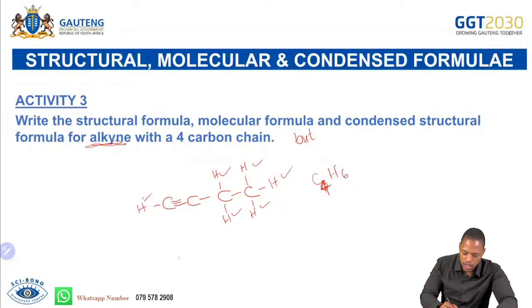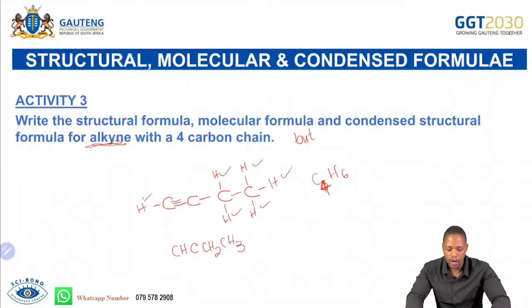Then you have your condensed structural formula. It always starts from left to right. So we are going to have CH, and then this CH is bonded to a C, which is bonded to a CH2. And this CH2 is bonded to a CH3. That's my condensed structural formula.